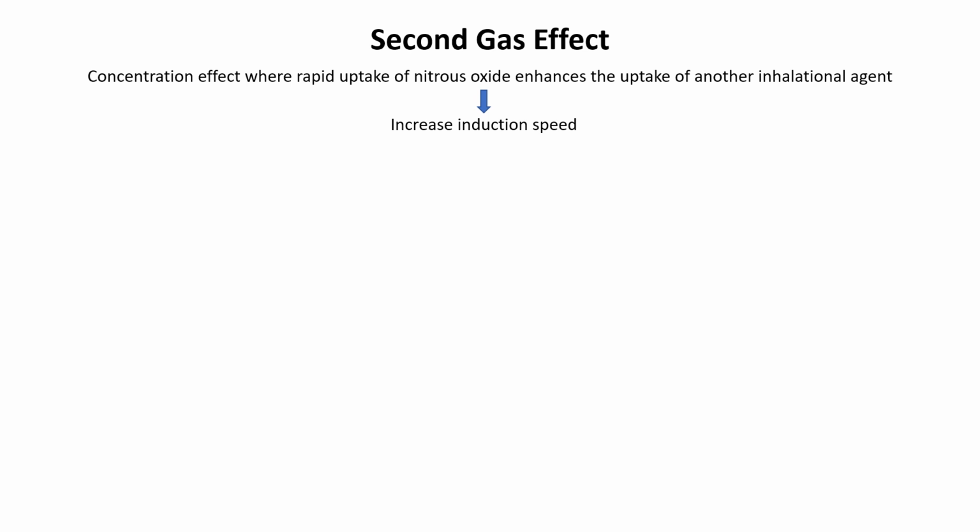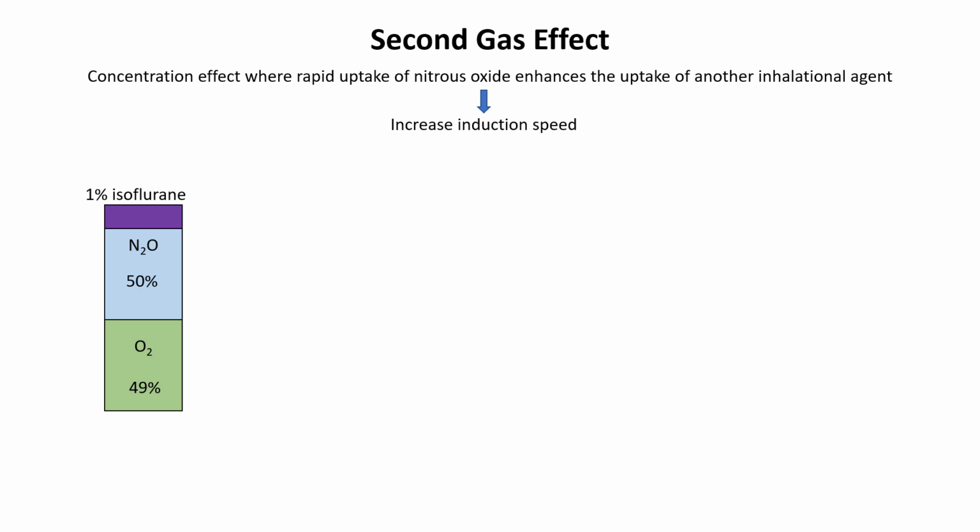We will use the same illustration to explain the second gas effect by adding isoflurane, so that the inhalation mixture consists of 1% isoflurane, 49% oxygen, and 50% nitrous oxide. A 4-liter volume is inhaled by the patient and contains 40 milliliters of isoflurane, 1960 milliliters of oxygen, and 2000 milliliters of nitrous oxide.